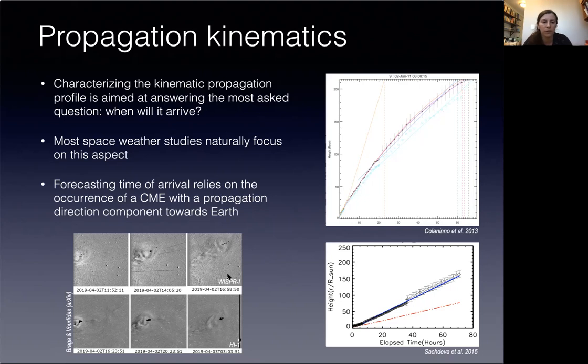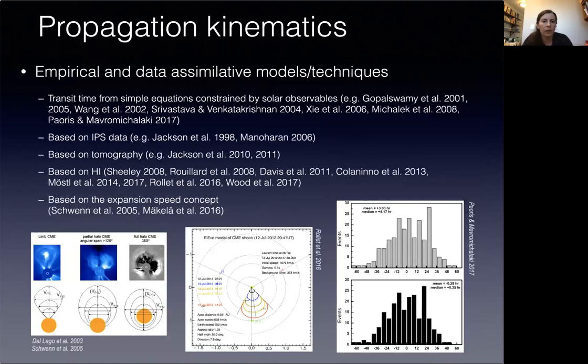We can broadly classify these propagation models into empirical and data assimilative models, physics-based models, which typically describe the evolution and time of arrival of the shocks that are driven ahead of CMEs and not the CMEs themselves. And the third classification is MHD models, which are pretty good at capturing the state of the background solar wind in a simplified manner.